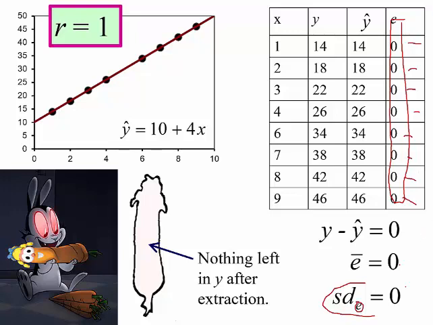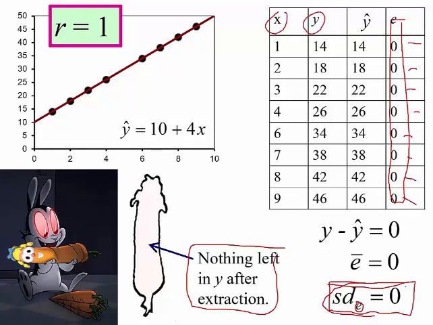And that is actually precisely what I mean by saying there is nothing left in y after extraction. So what I mean by that is that the standard deviation is 0. There's no variance. There's no differences between people. After I extract x out of y, if I have a perfect positive correlation, there's nothing left over in y, meaning there's no more variance. Everybody has the exact same score, and there's no differences between people after I extract x out of y.